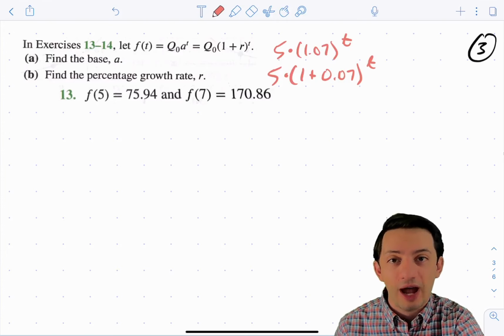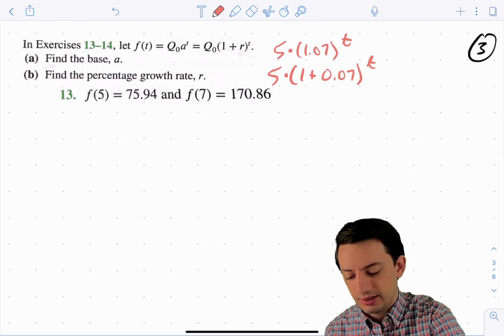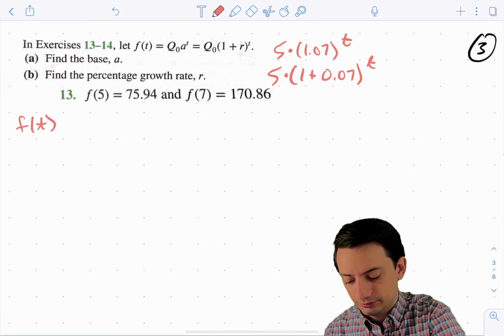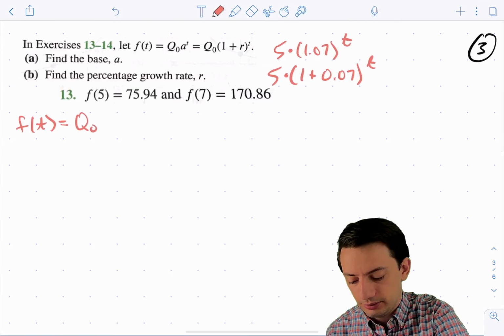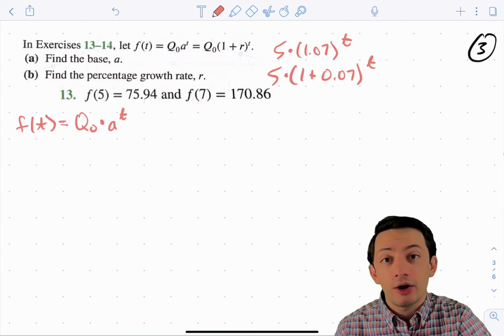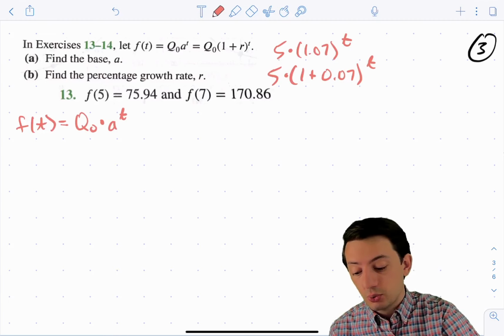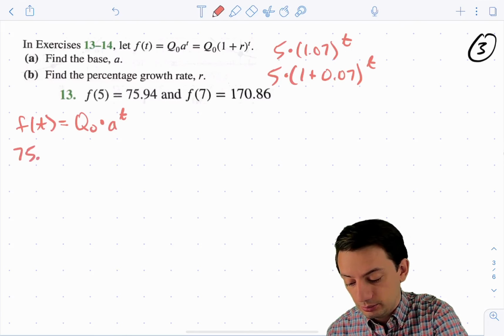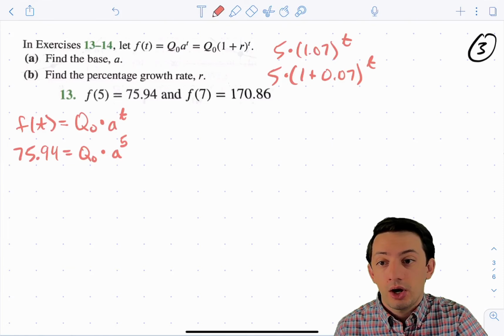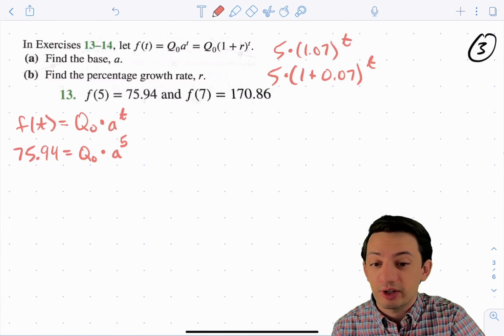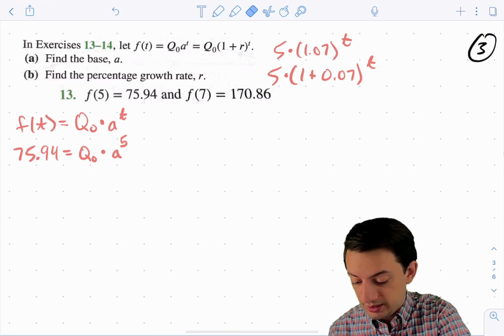So we have 2 points. Let me write this f of t again. F of t is q0 times a to the t. And we know that if you plug in 5, you get 75.94. So that means we know that 75.94 equals q0 times a to the 5. This is one piece of information. Our second piece of information is that if we plug in 7, we get 170.86.